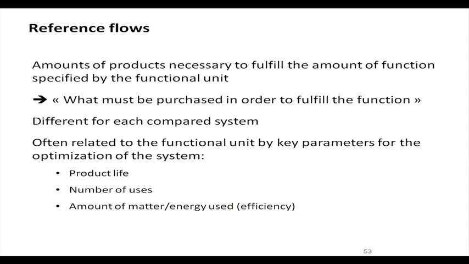The amount of product that is necessary to fulfill the amount of function is specified by the functional unit. So what must be purchased in order to fulfill the function? We have to purchase 10 bulbs of incandescent and 1 bulb of CFL to do that function. And it will be different for each compared system.